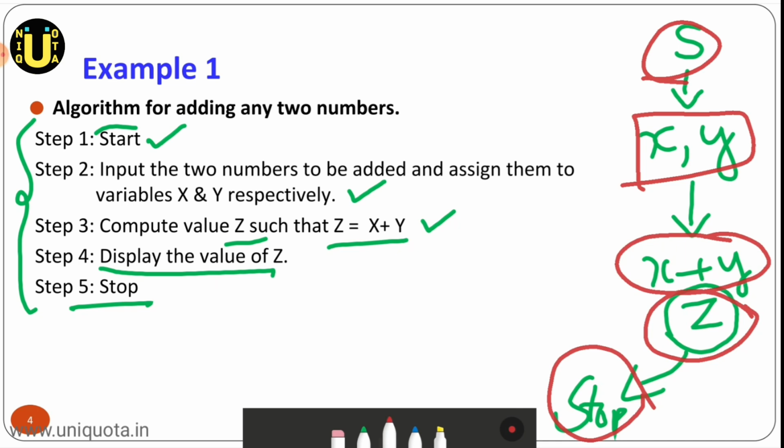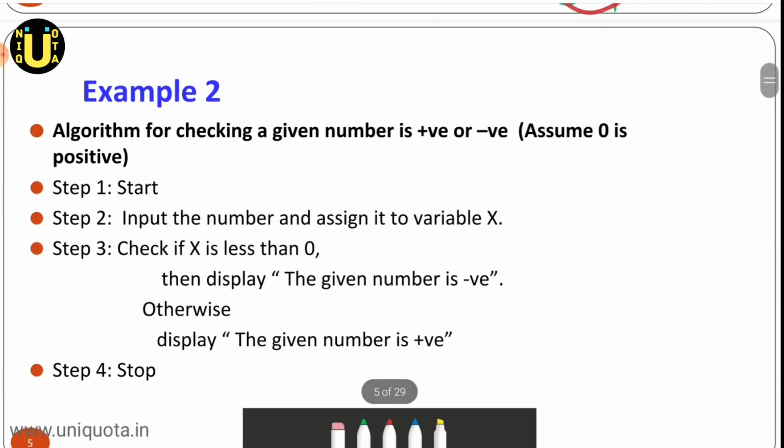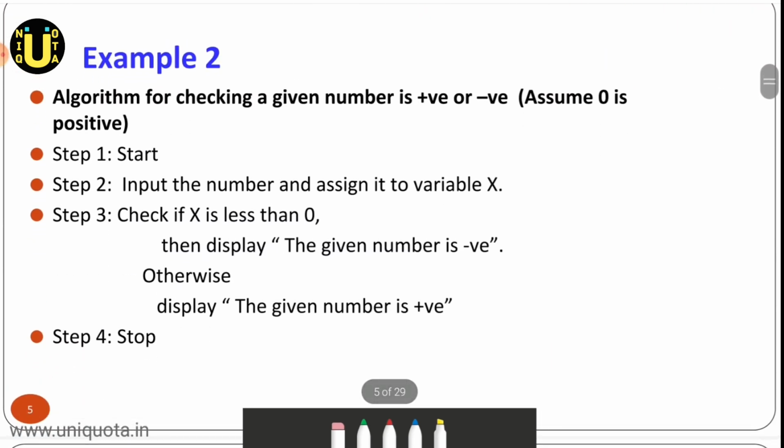Such examples we'll see. So the second example: algorithm for checking whether a given number is positive or negative. Assume 0 is positive. So any number is given to the program, it should tell us if it's positive or negative. Okay. Here they have also given a condition: assume 0 is positive, because 0 can't be taken as negative and positive. Just assume that it's positive.